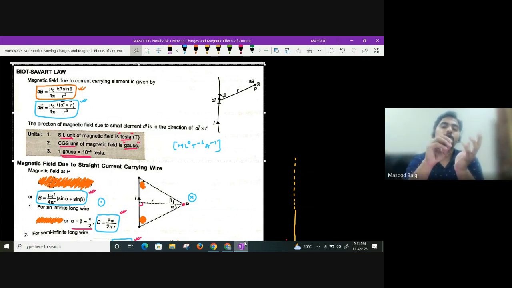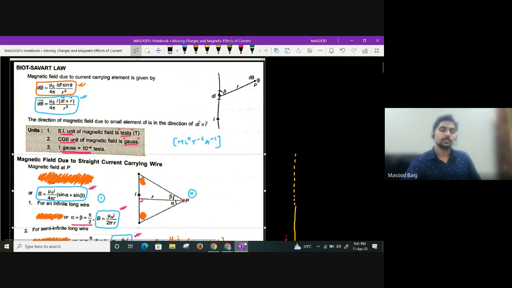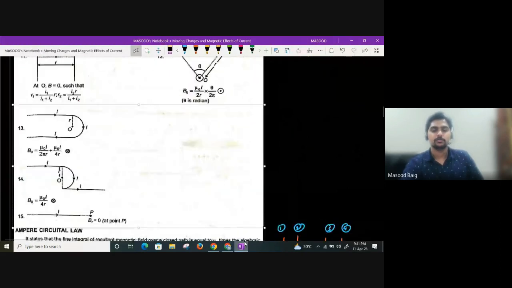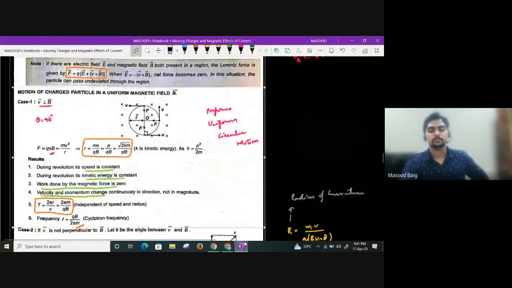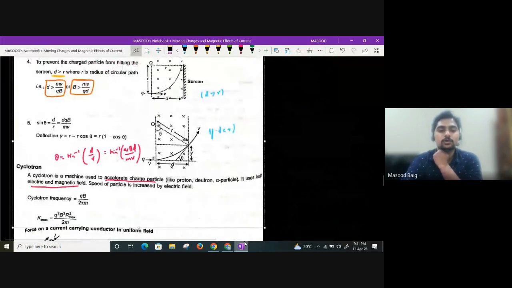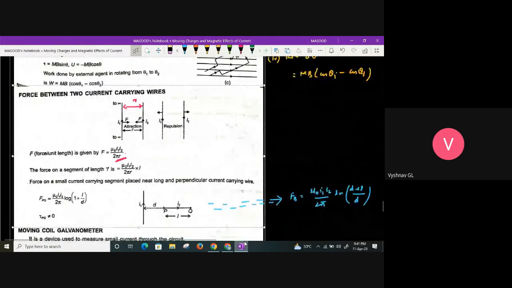Then based on torque experienced by a current carrying loop, we have the working of the moving coil galvanometer. Concave shaped poles will be used in order to produce a radial magnetic field, guys. The torque produced will be equal to the restoring torque. So you will get theta by I value as current sensitivity, theta by V value as voltage sensitivity, guys. So these points we have discussed in moving charges and magnetic effects of current. Is that clear, all of you? Yes or no? Yes. Right.